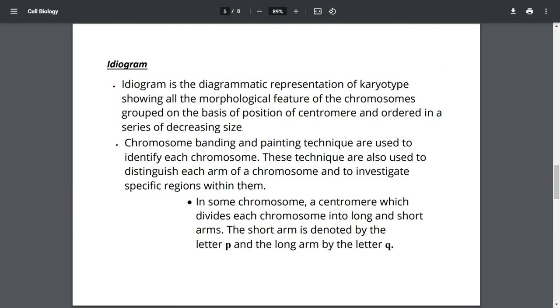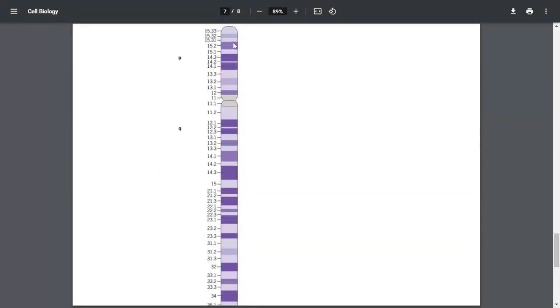In each chromosome, a centromere divides the chromosome into long and short arms. The short arm is denoted by the letter P and the long arm is denoted by the letter Q. If you see, this is a chromatid, the arm of the chromosome. Here this is the short arm and this is the long arm. While we use the technique of ideogram, we get a diagrammatic representation like this.